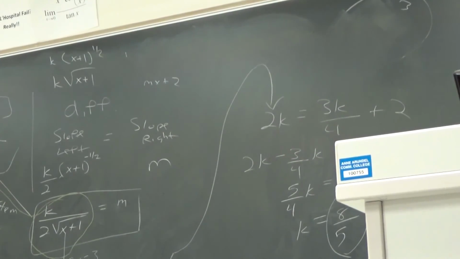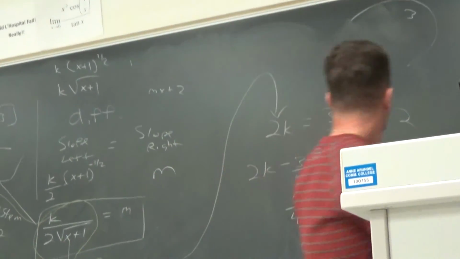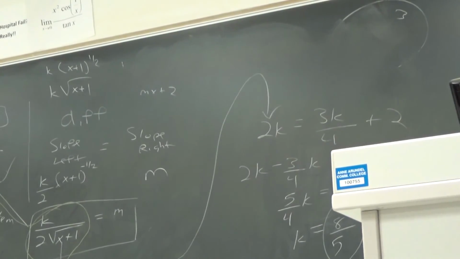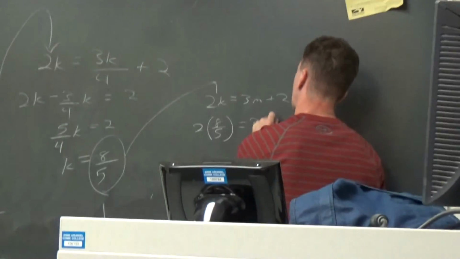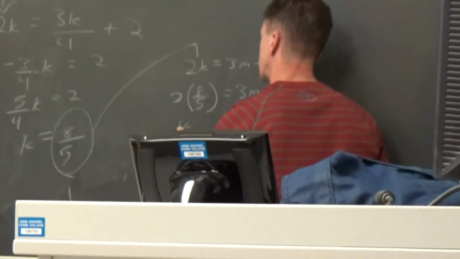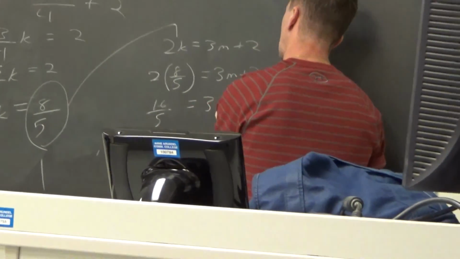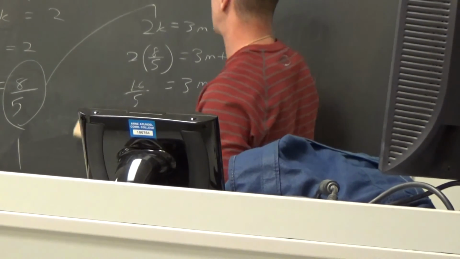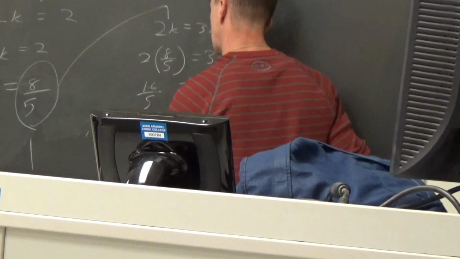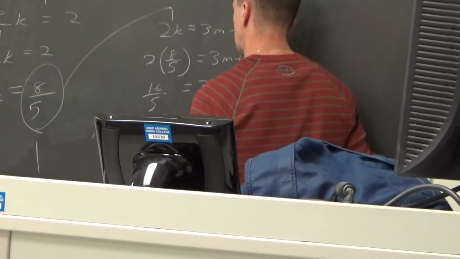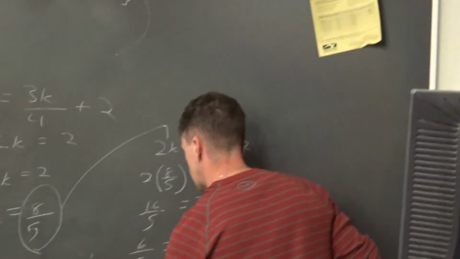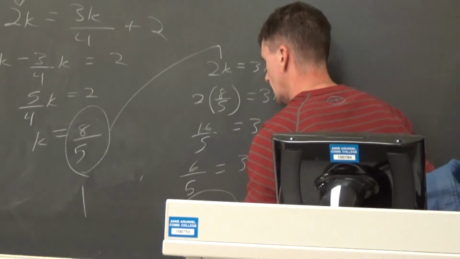So 2k equals 3m plus 2. Times 8/5, 16/5. All right, what's 16/5 minus 2? 6/5. And when you divide it through, 2/5. Got it. Woohoo!